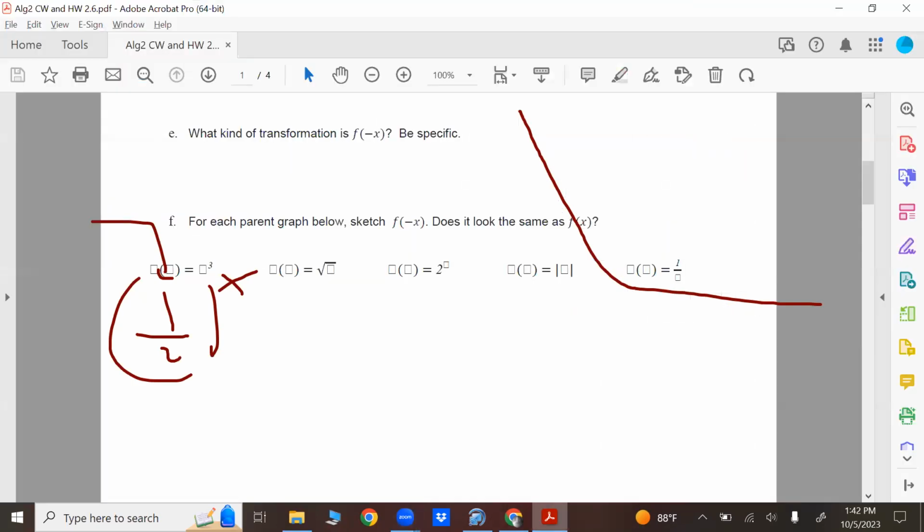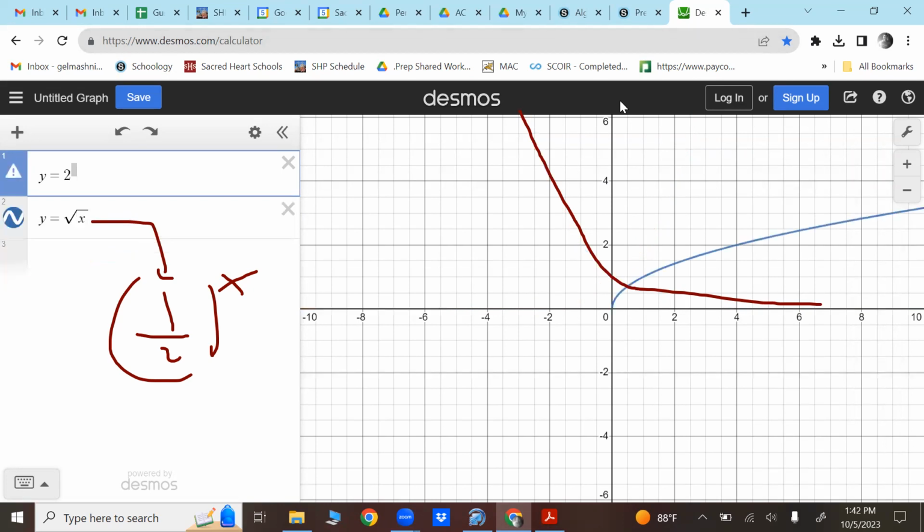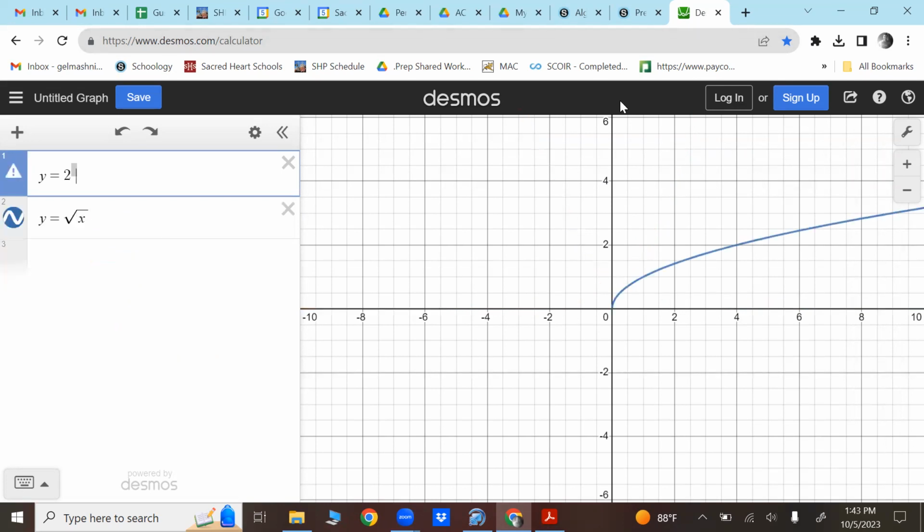Next one is going to be absolute value. Now, are we going to see a change for that one? Probably not, right? Oh, great. Got rid of all my previous entries. That's fine. I'll just do it again.